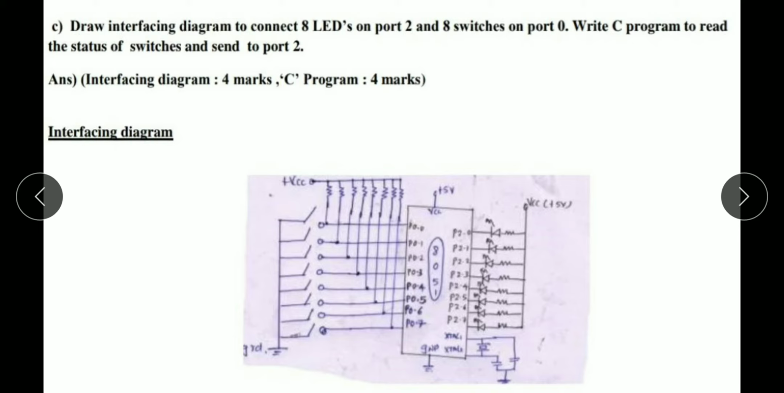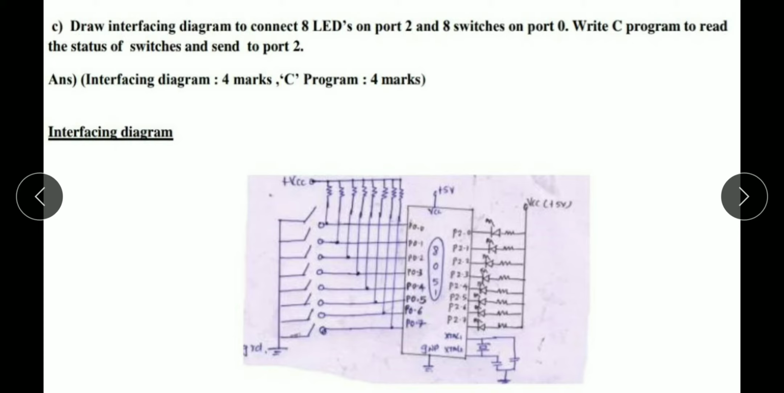Means write a C program. Here I don't give you the program for this. What is important here is 8 LEDs on port 2 and 8 switches on port 1, which are interfaced with the 8051 microcontroller. Because you are not asked for any C program in the theory exam.